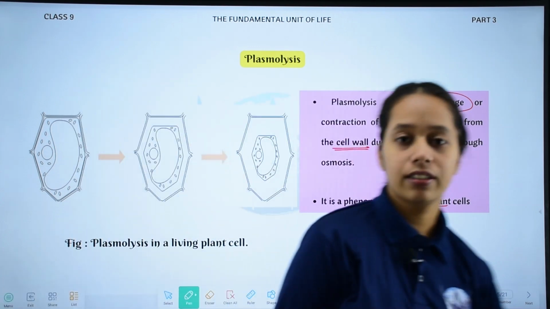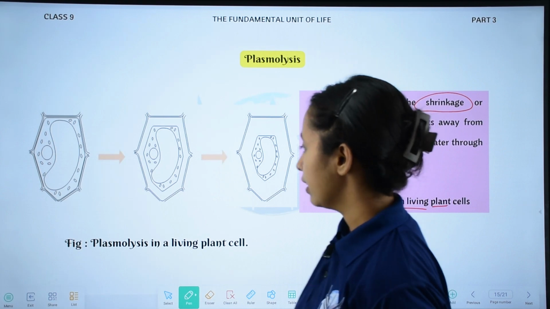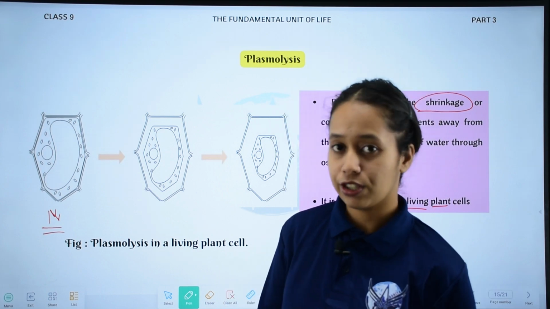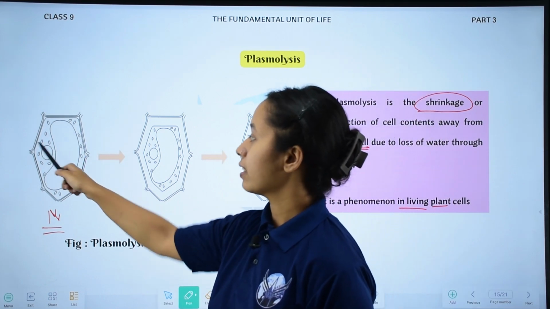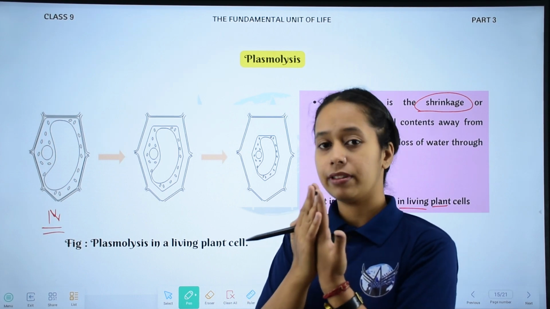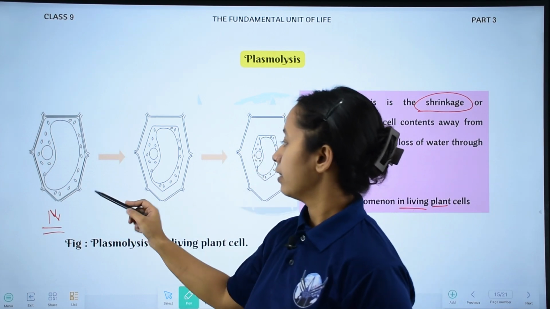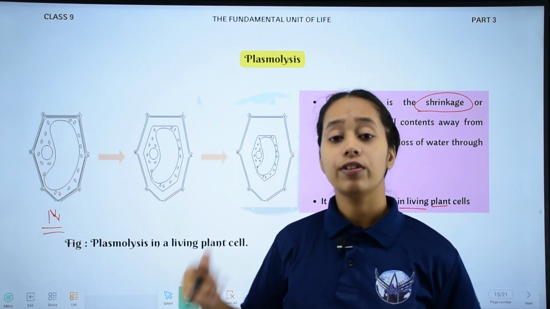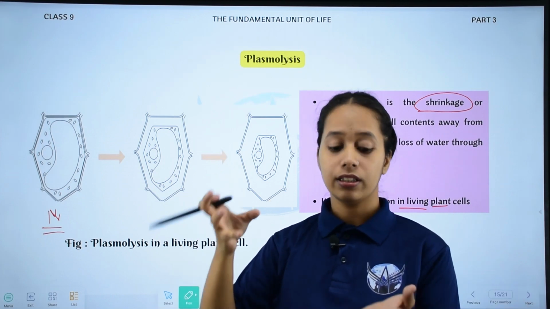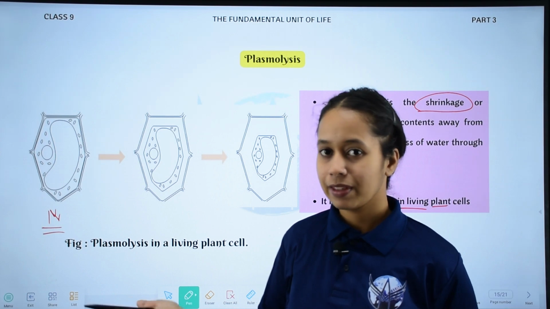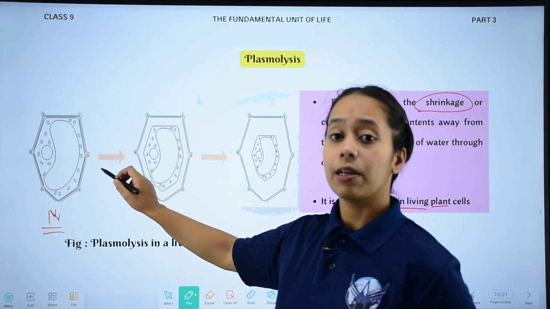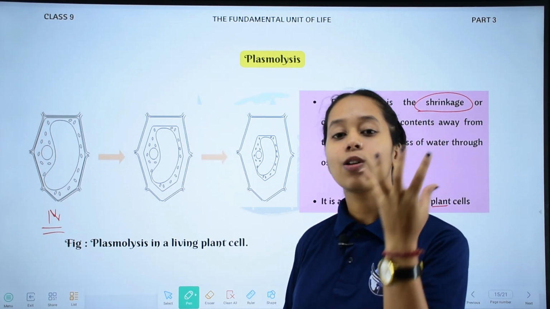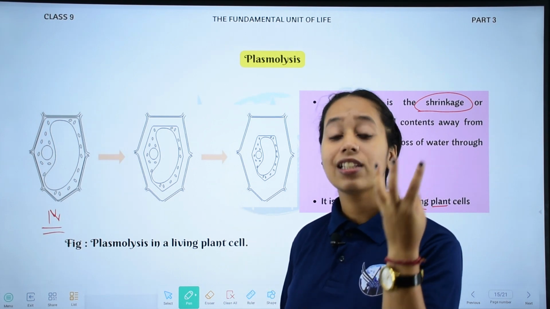Here I have a diagram as well. Now look here, this is a normal cell under normal conditions, I am writing N here. As you can see, the cell membrane and the cell wall are very close together. Then suppose we keep this cell in a hypertonic solution. What will the cell do? The cell will lose water. It will allow water to move from inside the cell to outside. In the second picture you can see that the cell membrane along with its content is shrinking.